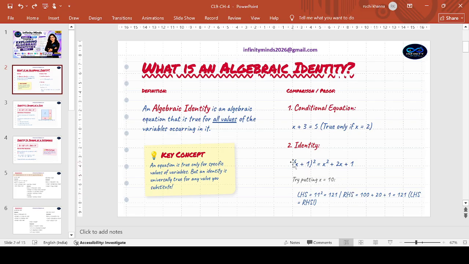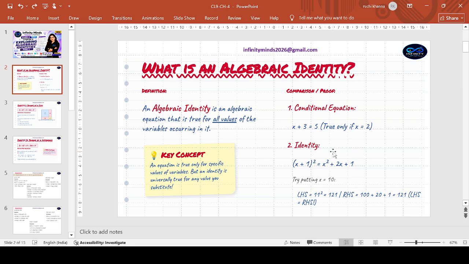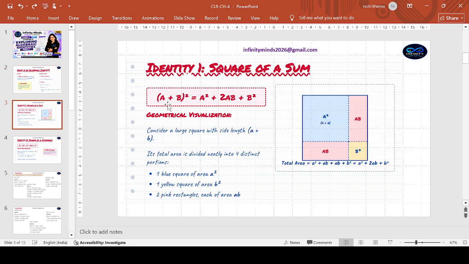All this you remember, the identity we've done in class 8, a plus b whole square. An equation is true only for a specific value of the variable, but an identity is universally true for any value. We will be revising further by doing questions. Then the first identity that you study in class 8, a plus b whole square.